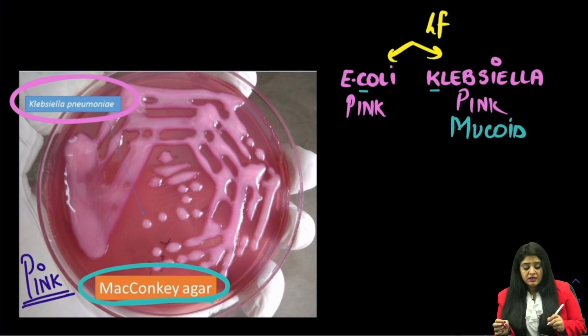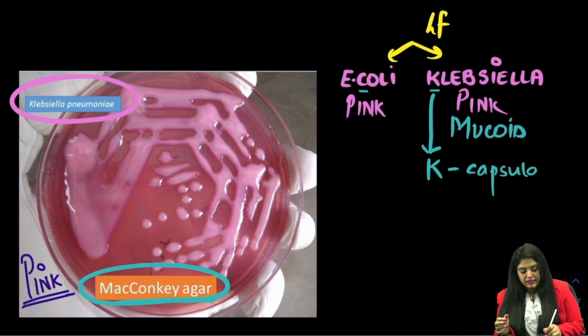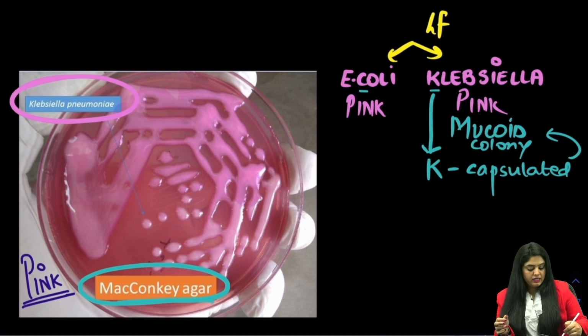Why mucoid? Because Klebsiella, K means capsulated. Anything that is capsulated gives a mucoid colony. Anything. Can you see it has that shine on its surface? That shine is basically because it has a capsule, so there is shine, it is mucoid. That is how I differentiated Klebsiella.